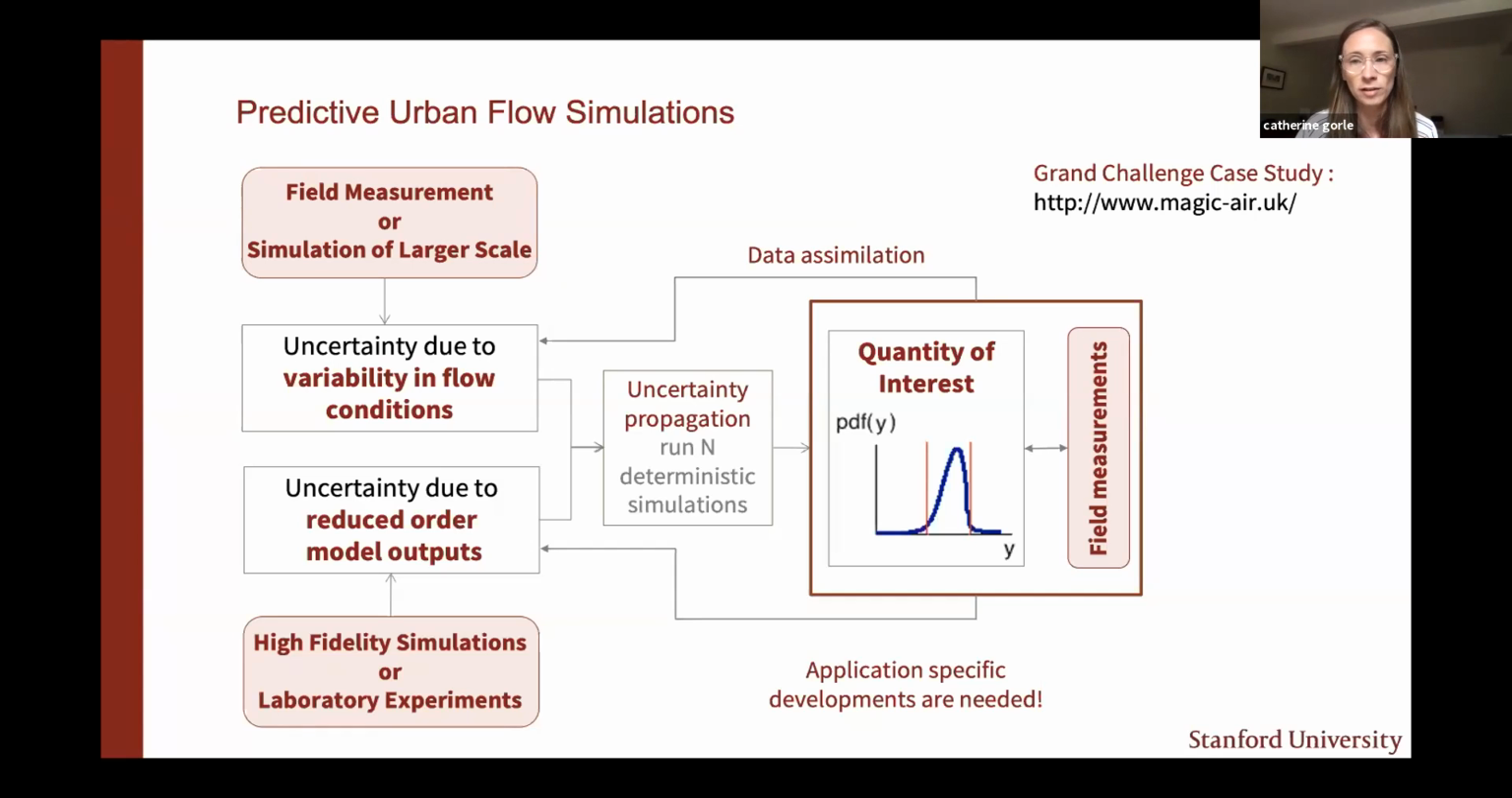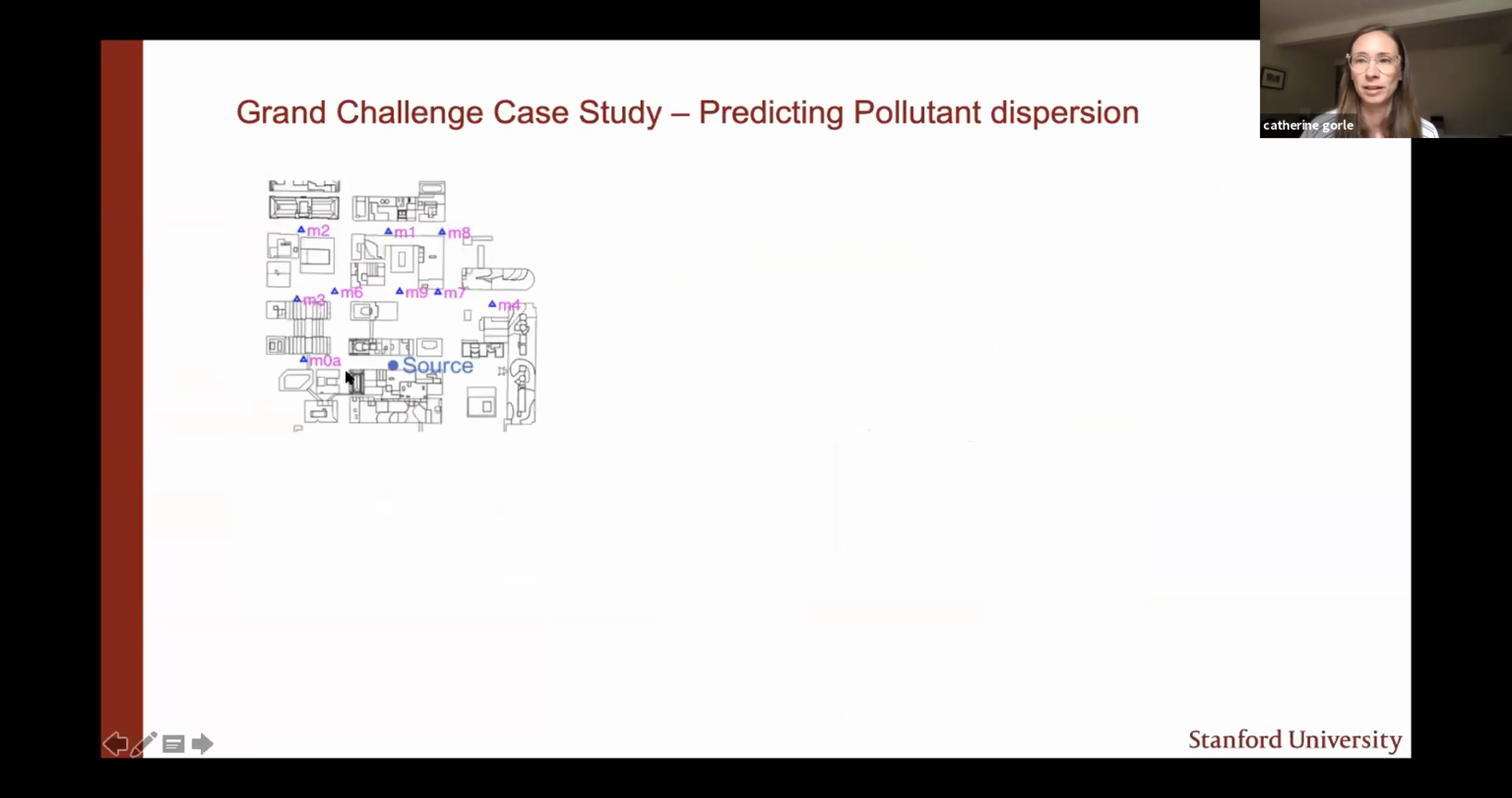What I'll talk about a little bit more is this top square here, uncertainty because of variability in the flow conditions, and the work that my group has done on pollutant dispersion. So next slide, please, Tom. Okay, so we've been looking at an experiment from back in 2003, the Joint Urban 2003 experiment that was done by a consortium of US universities. And they placed a source in Oklahoma City and then measured at different sensors what the concentrations were. Next one.